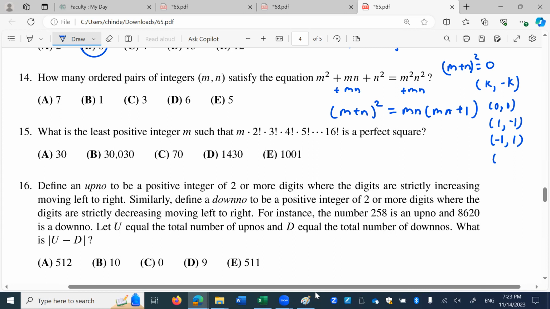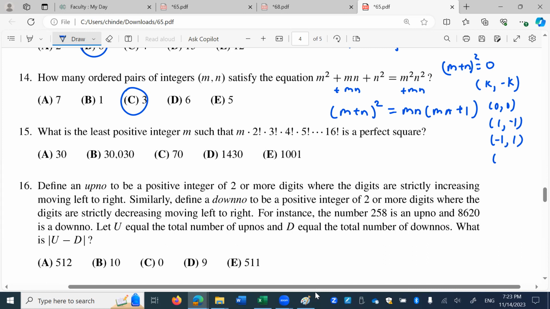But if I have any other number, then I'll have 0 on the left and I won't have 0 on the right. So there's only 3 possibilities. What's the least positive integer m, such that this gigantic number is a perfect square?